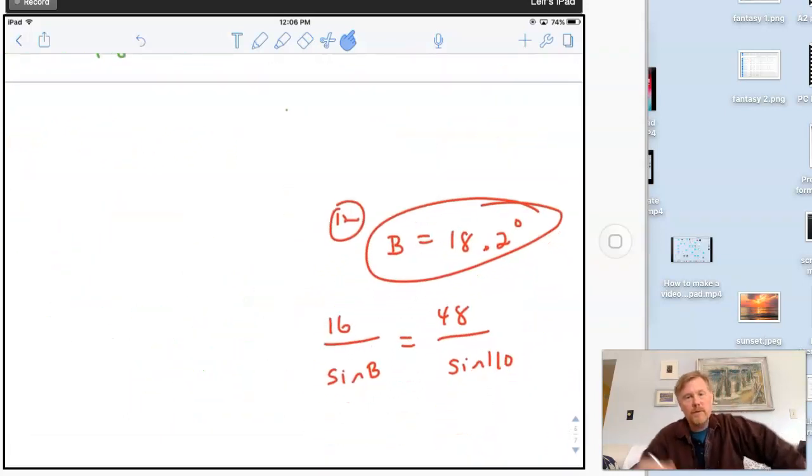Hey, there's your answer: angle B should have been 18.2 if you solved that out correctly.